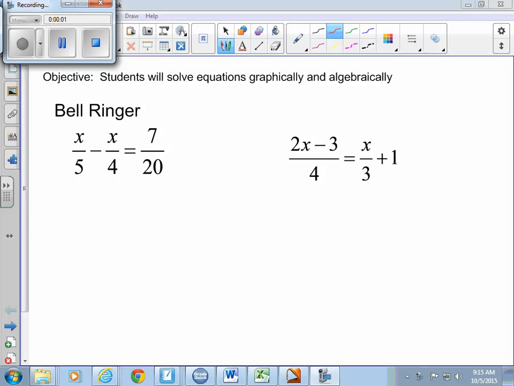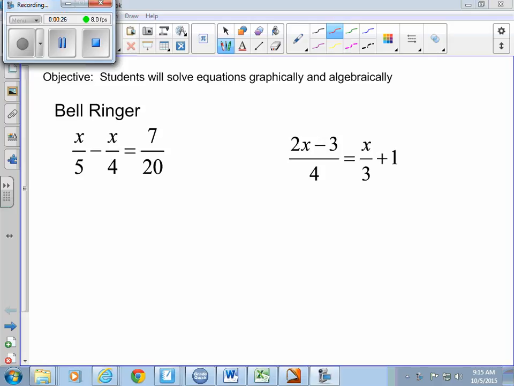Today we're going to look at solving equations algebraically and graphically. The algebraic part won't be new. The only new part is we'll have some lucky fractions involved. And then I'm going to show you how to solve equations in your calculator. That may or may not be new to you depending on what you did in Algebra 2. So we're going to solve equations both algebraically and graphically.